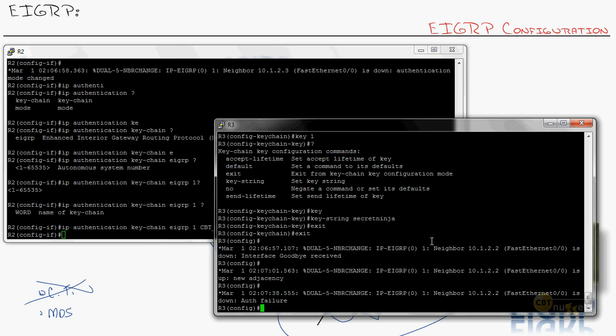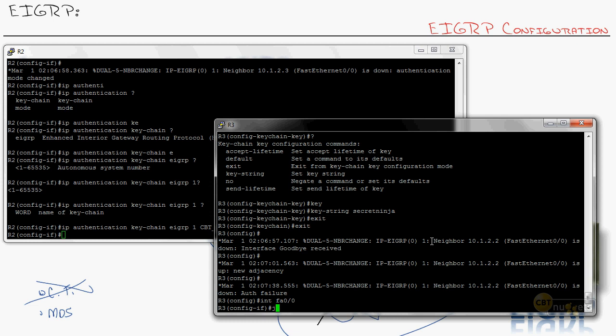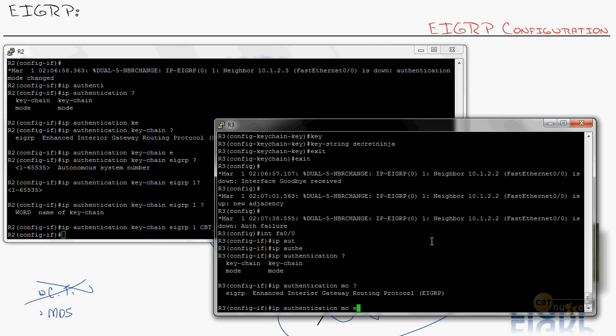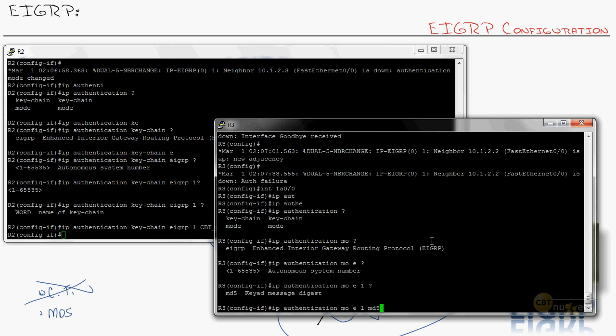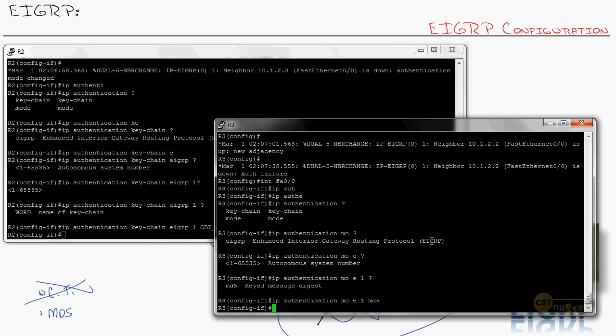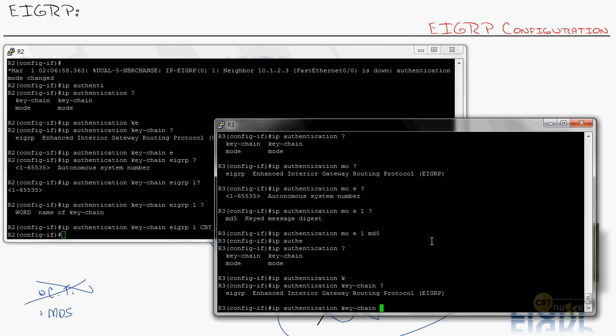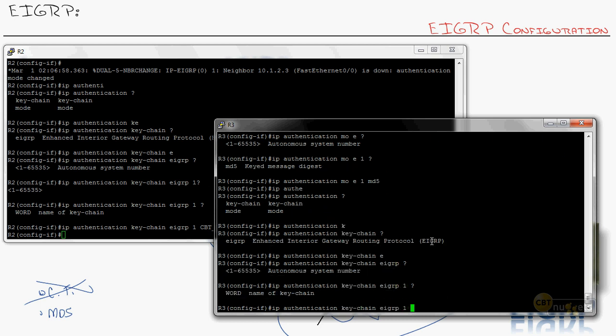Okay, so we're failing. Come on, we've got to save router 3. I'm going to go into FastEthernet 0/0, ip authentication mode EIGRP Autonomous System 1 MD5, enter. So now it's like, okay, we're engaged, but I have no keychain applied yet. So let's add the second piece. You got it: keychain EIGRP 1 CBT chain. Right?